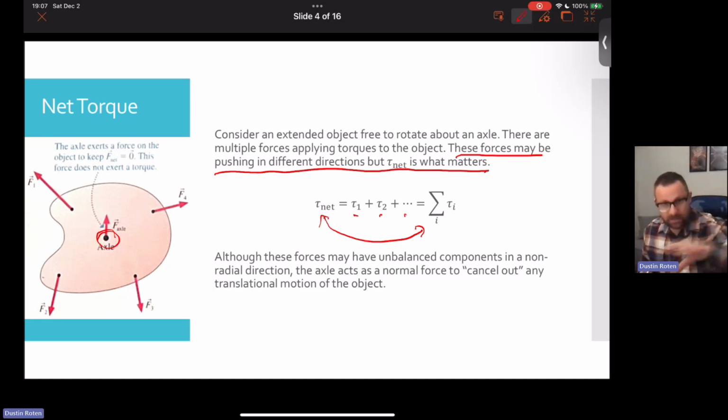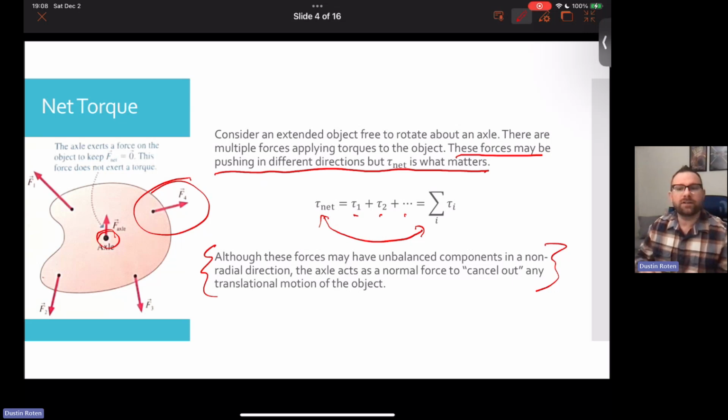So although some of these forces may have unbalanced components in non-radial directions, the axle acts as a normal force to cancel out any translational motion of the object. Okay, now that's just a fancy way to say that, for example, if we were to look at force 4 here, it looks like force 4 is trying to just yank this object up to the top right corner of the slide that we're looking at, right? It doesn't look like force number 4 is actually going to cause some sort of rotation.